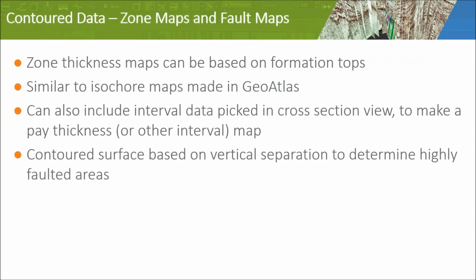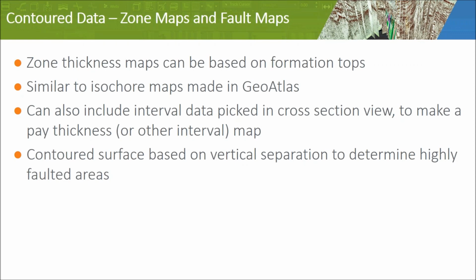And then the last section we want to look at here is your contoured data. So in addition to just being able to see a contoured surface based on a particular formation top, whether it be coming from well-based data, isomap grids, or seismic horizon data, we can also build contoured maps based on zone thicknesses. So zone thicknesses will be based on the formation tops, or whatever your surfaces are being sourced to, directly there in the geosurface model properties. They're similar to isocore maps made in GeoAtlas. You pick a top and then another formation down, and it just builds a thickness map based on that information.